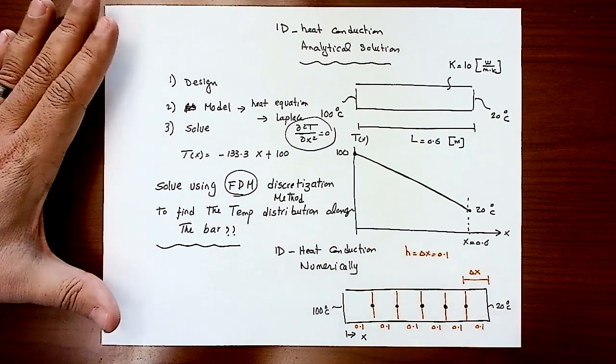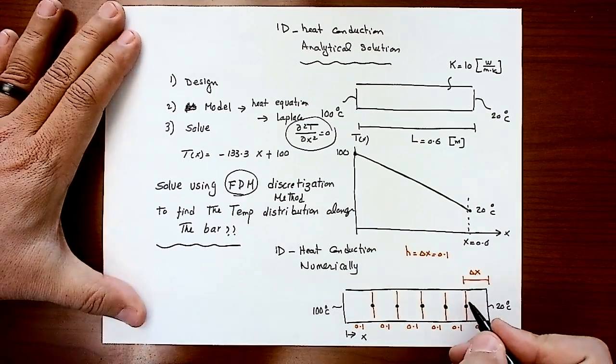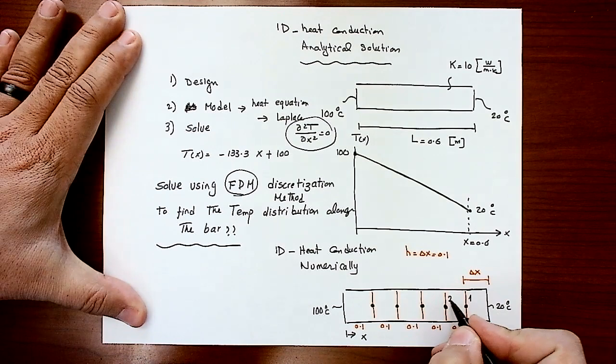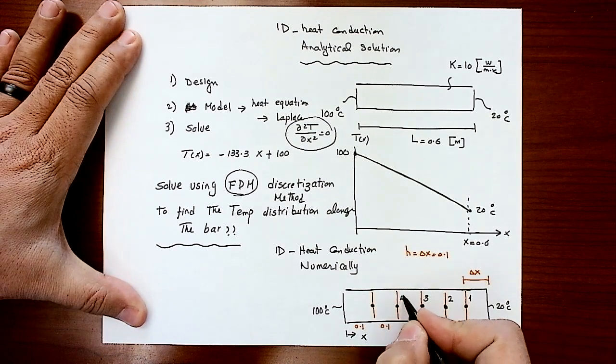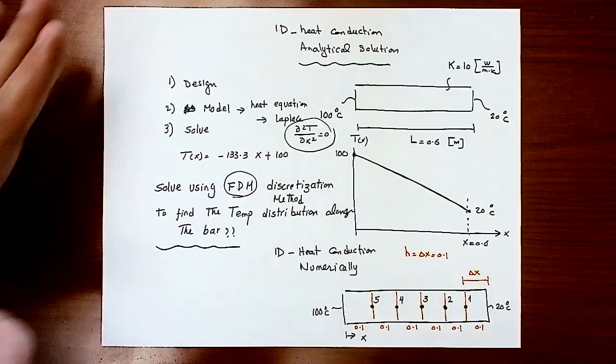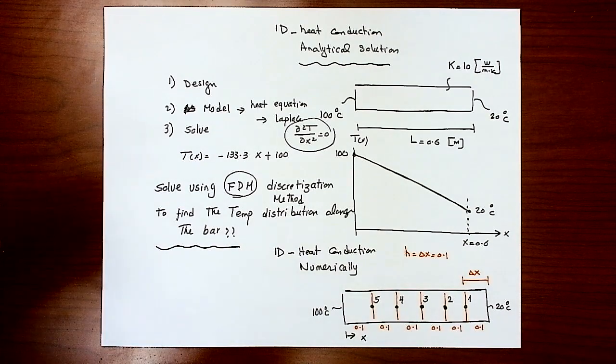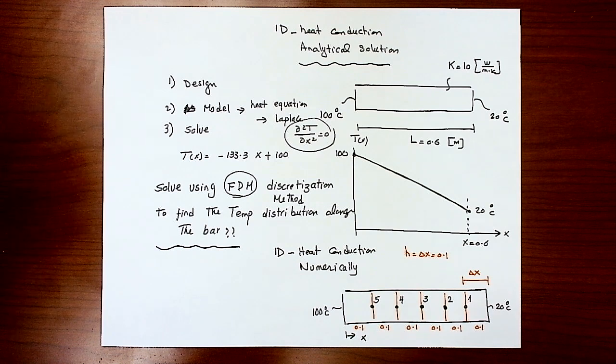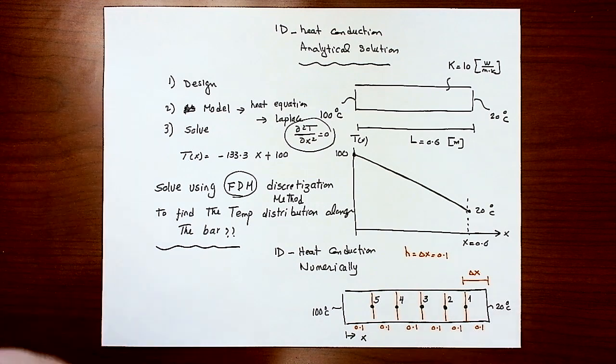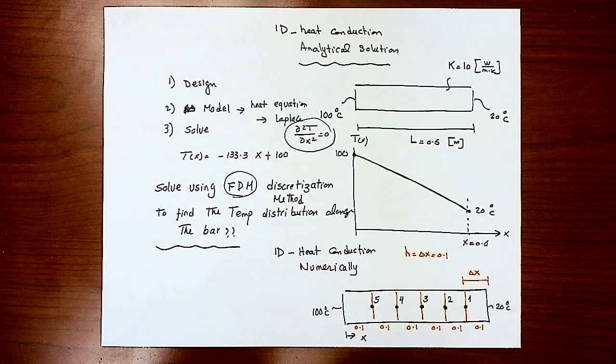So let's number the nodes as part of the procedure. I'm going to call this node 1, node 2, node 3, node 4, node 5. You can number them in a different way, but I'm intentionally doing that in a reverse direction, so your brain becomes more focused when you apply the equation.